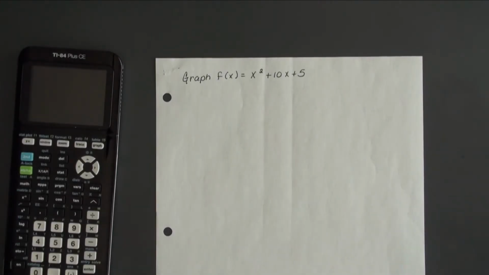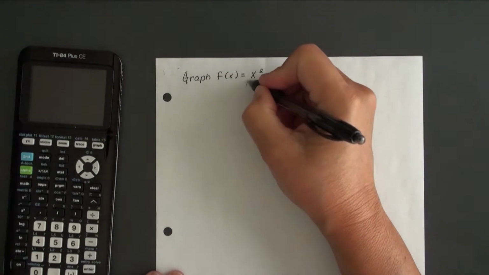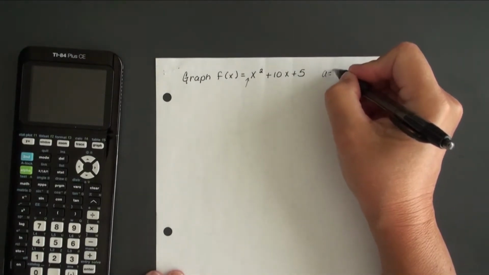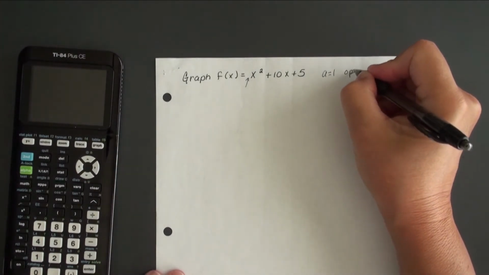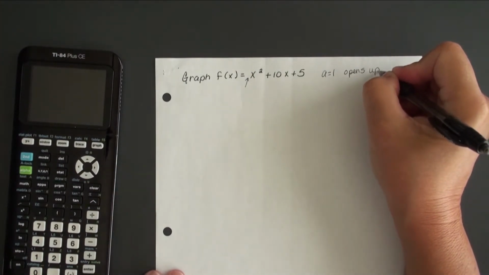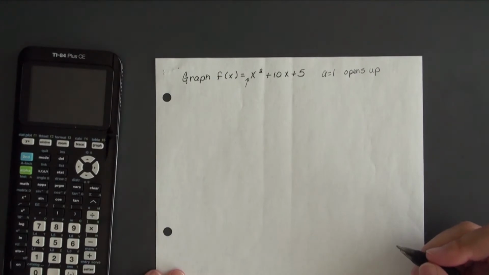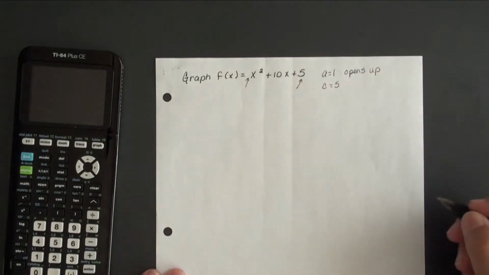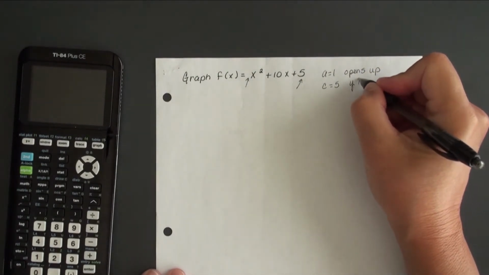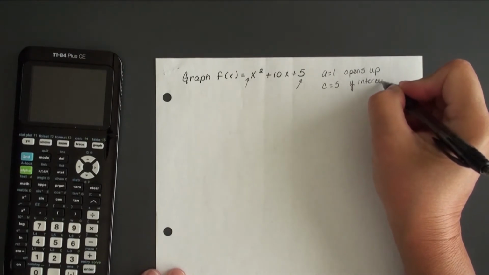Okay, let's see what happens as we go through this one. f(x) = x² + 10x + 5. First of all, I look at my a, which is 1. That's positive, so we know this graph is going to open up. What else can we tell from our equation really quickly? We can look at our c, which is 5, and we know that that is our y-intercept.